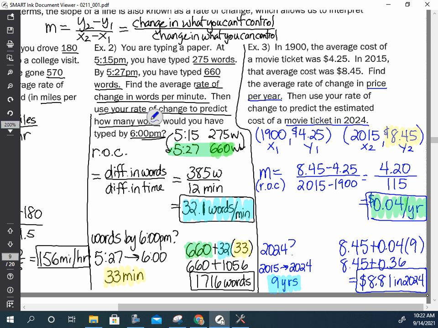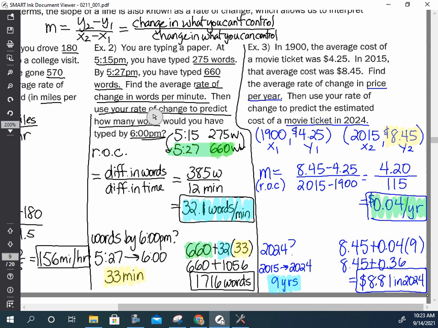Now, is that what it probably is going to be? Probably not. Most of us who have been to a movie theater know that movie tickets are definitely not $8.81. But based off of the information that we were given, that's what we have to work with. And the main thing is for you to see how to use the slope to calculate a rate of change, and then how to use your answer for the slope to predict something else.